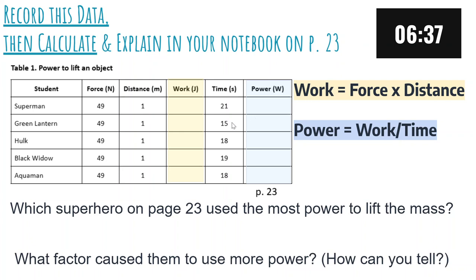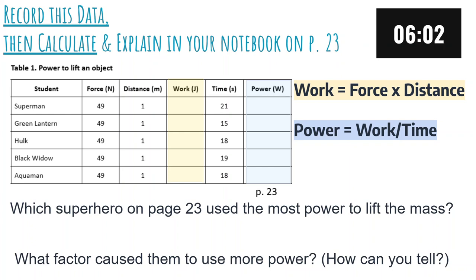Green Lantern got it done in 15 seconds. And you can see the Incredible Hulk, he took 18 seconds. Black Widow took 19 seconds, and then Aquaman took 18 seconds again. So we have already calculated work because it's just 49 times 1. And now power is work divided by time. So we're going to divide 49 joules by 21 seconds to figure out the power that Superman used. Power is going to be in the unit of watts.